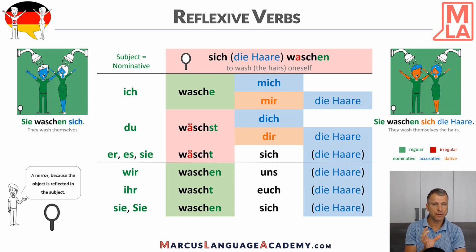So this is one example. All reflexive verbs do the same, like this. If you see a reflexive verb, for example, in a dictionary, you will always see it with sich, like sich waschen. That means it is reflexive.